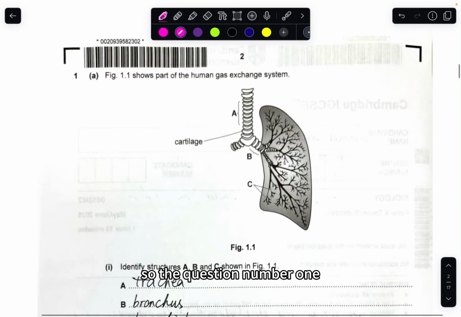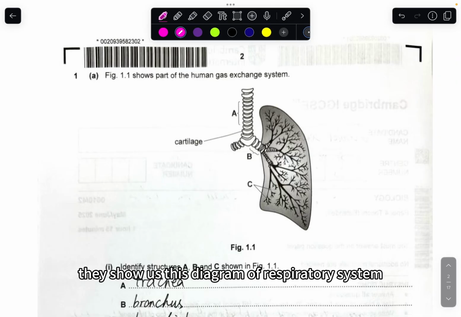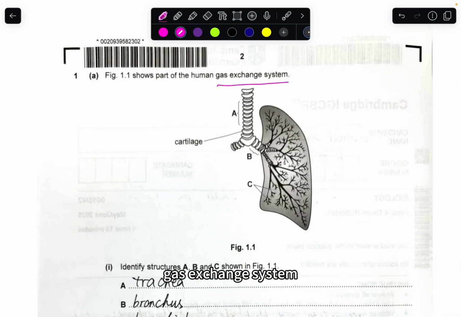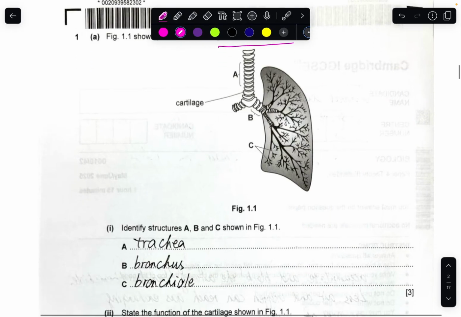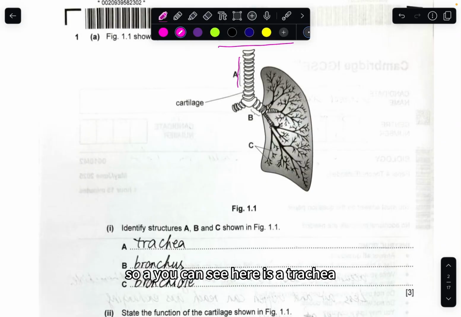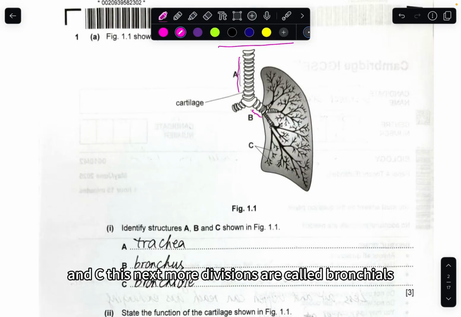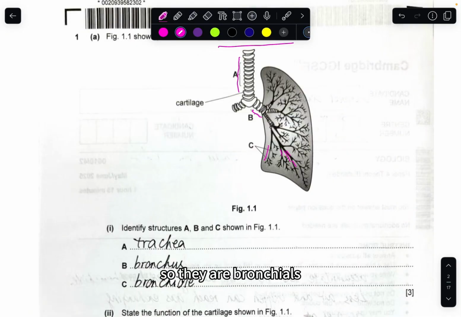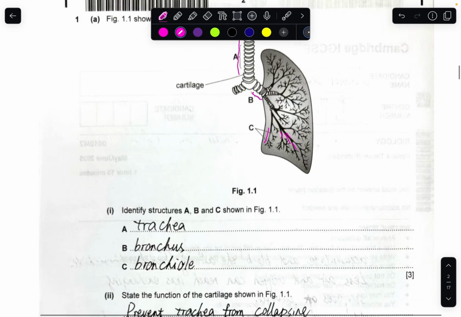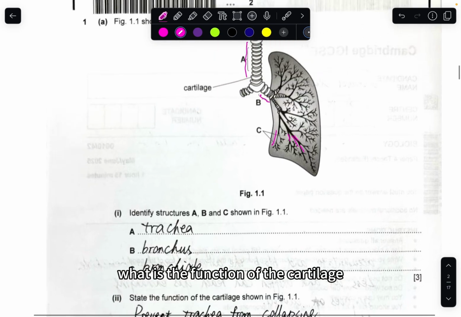So question number 1, they show us this diagram of the respiratory system, the gas exchange system, and ask what A, B and C are. A, you can see here, is the trachea, and B is the bronchus, and C, these next more divisions, are called bronchioles. So they are bronchioles. What is the function of the cartilage?